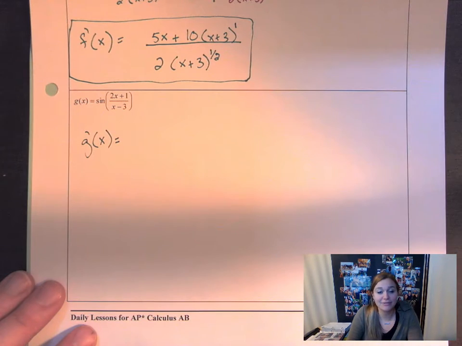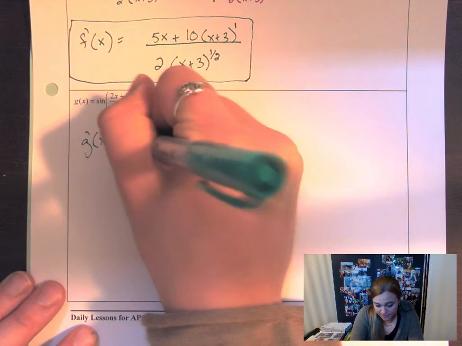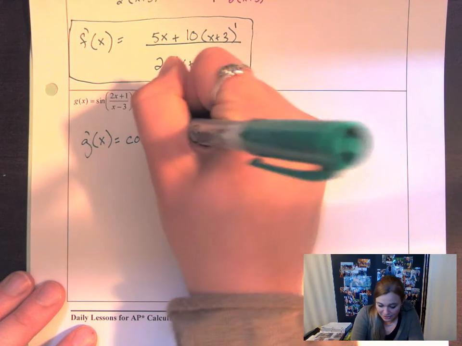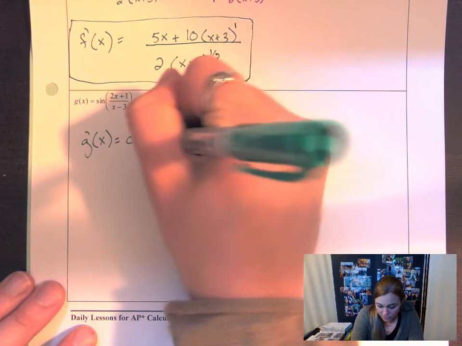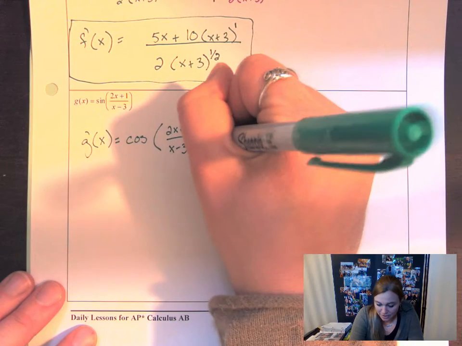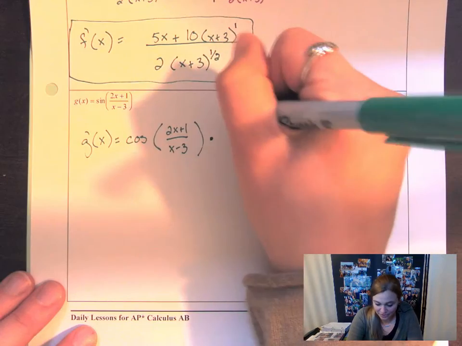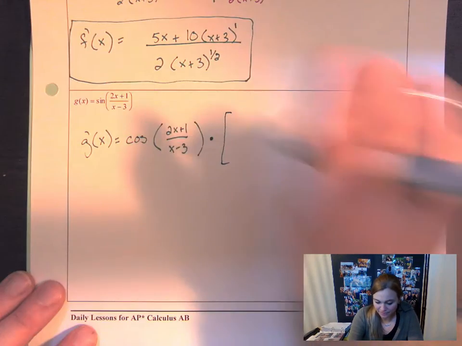I'm going to take the derivative of the outside. So the derivative of sine is cosine. I leave the inside alone, times the derivative of the inside. The derivative of the inside is going to be a little bit more work because I can see it's a quotient. So what's the quotient rule again?